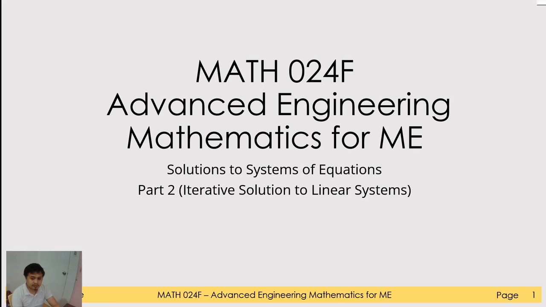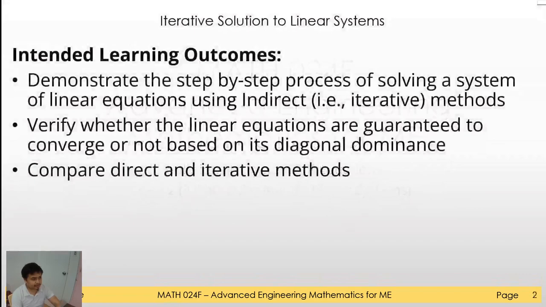For intended learning outcomes, we have the following. We want to demonstrate the step-by-step process of solving a system of linear equations using indirect, or in other words, iterative methods. And then we want to also verify the linear equations are guaranteed to converge based on diagonal dominance. And then we want to compare the direct and iterative methods.